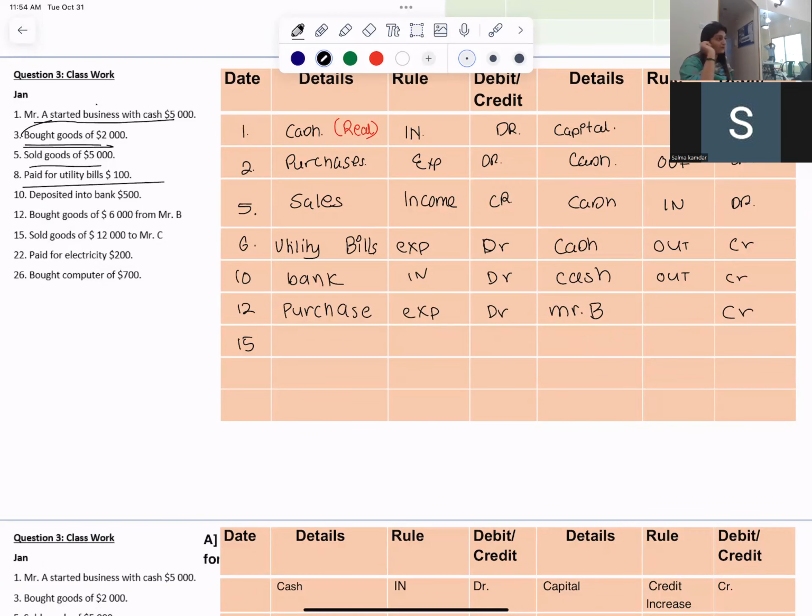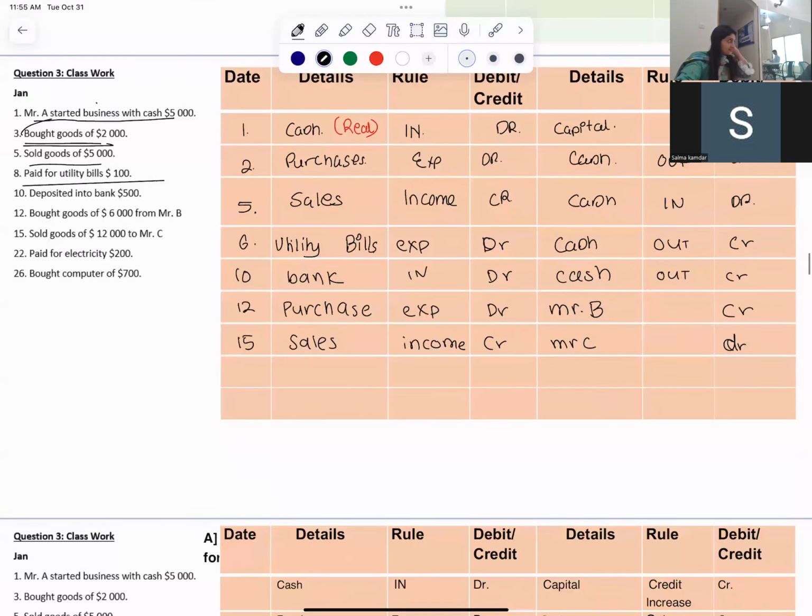So two accounts involved. Which account is the income account? Nominal account. What is the golden rule for nominal account? So sales income is credit. What about Mr. C? It will automatically be debited. Next one.